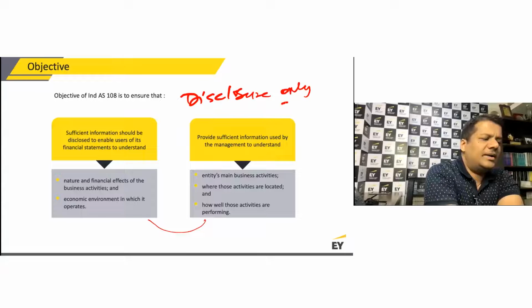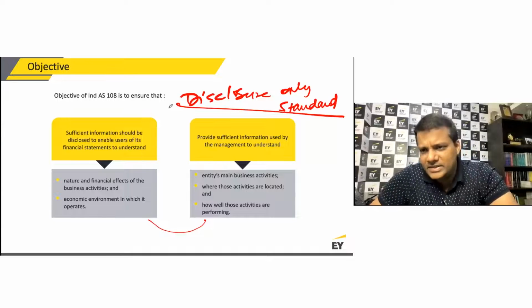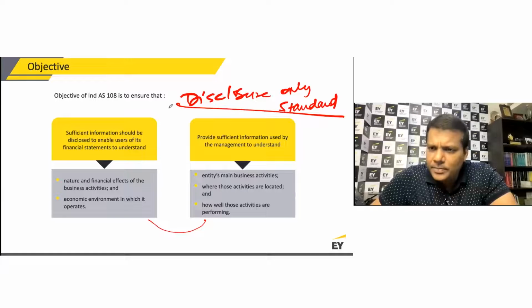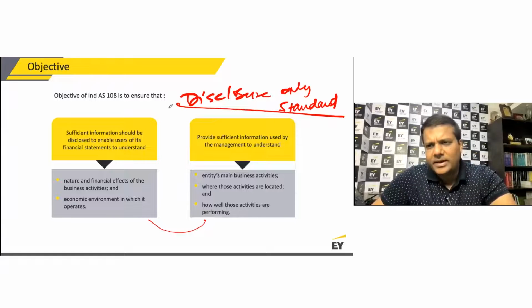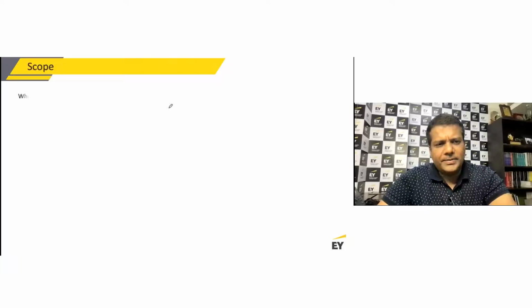Disclosure only standard. So essentially what this means is that the objective of these disclosures is to help users understand the way the company is being run, the way the company is being governed, and the economic environment in which the company operates. What are my main business activities? What are the risks to which I am exposed? All of that is what you try and communicate through your segment disclosures to your investors, right?